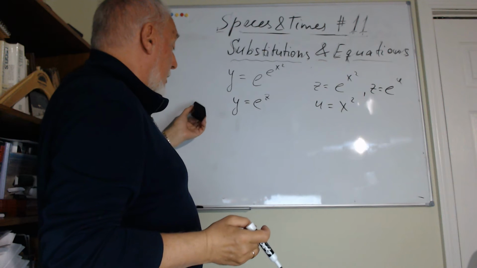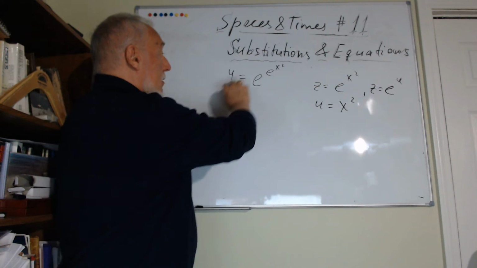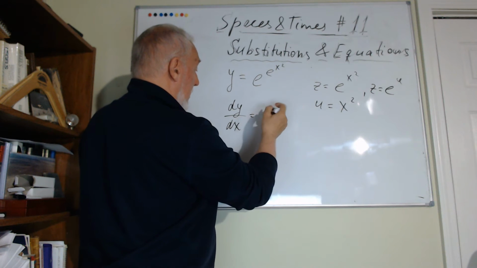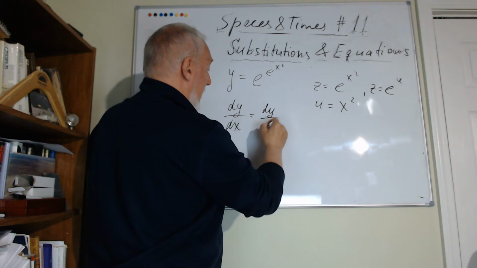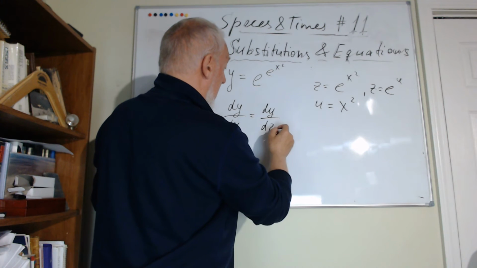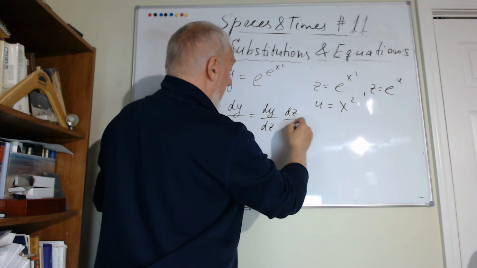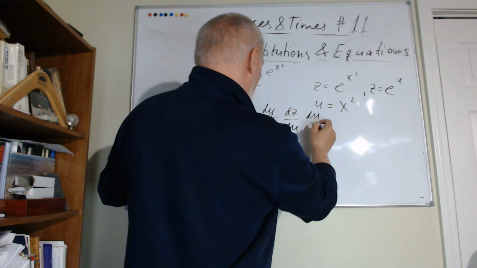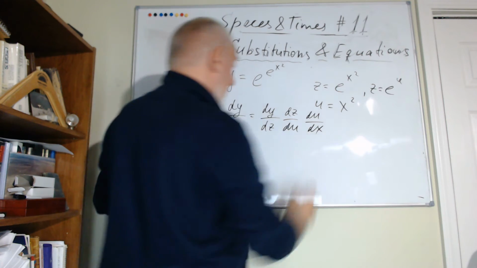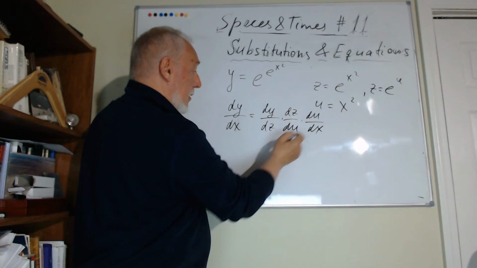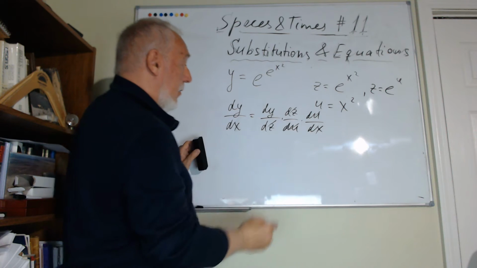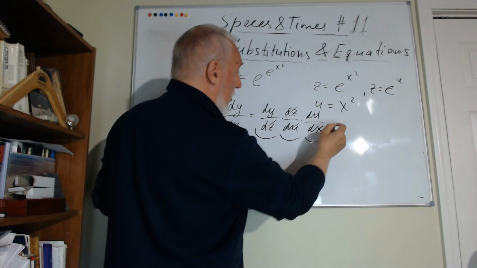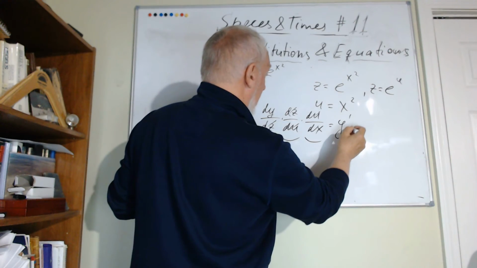So now what can we do? The same thing. If we want the derivative dy by dx, write it like this: dy by dz, dz by du, and du by dx. So again, here I may cancel, right? But still, this is dy by dz, this is dz by du, and this is du by dx.